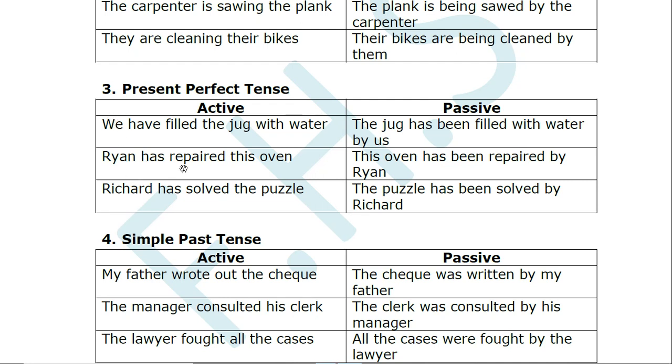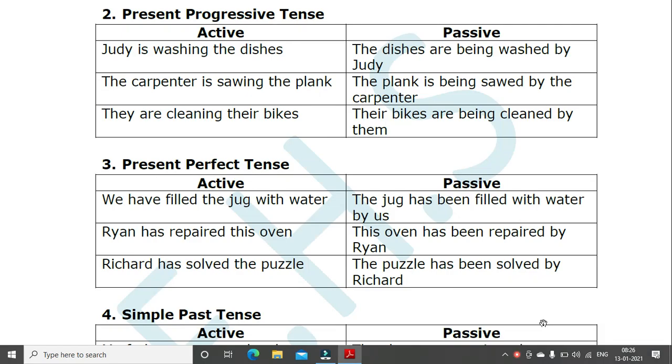Next one. Ryan has repaired this oven. So what is your action? Repaired. Who repaired? Ryan. What did he repair? This oven. So start with this. This oven has been repaired by Ryan. Okay. Solved Richard. And what has he solved? The puzzle. So the sentence starts with the puzzle. The puzzle has been solved by Richard.